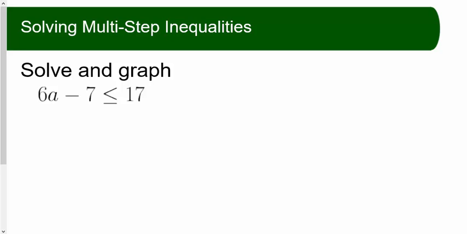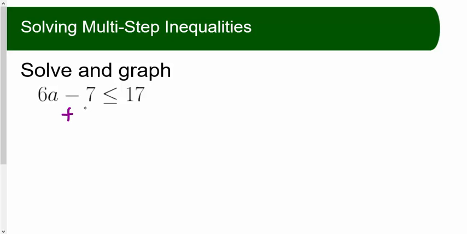In this video, you'll see how to solve multi-step inequalities. The big thing to remember is when you're solving an inequality, you're going to do basically the same things you would do when you would solve an equation. So when I see this first inequality, 6a minus 7 is less than or equal to 17, I want to isolate a on one side of the inequality symbol.